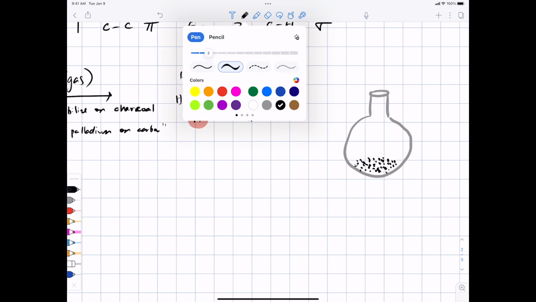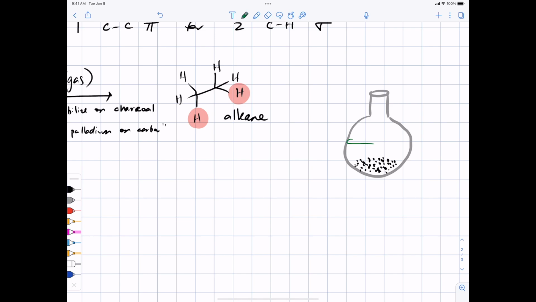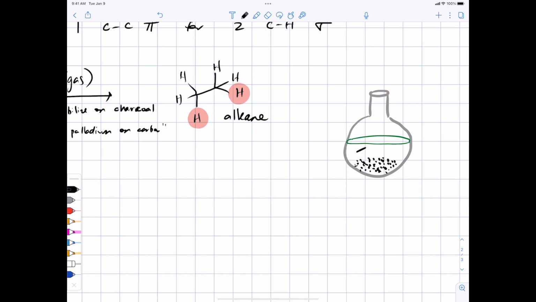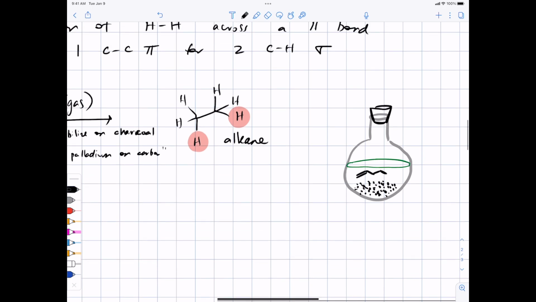You cover it with some organic solvent, whatever that is. We'll make it green even though it's not. You put your molecule that you want to reduce in there. So some molecule with a double bond. You put a stopper on the flask. Now, how are you going to get the hydrogen in? It's actually not as bad as you think. You fill a normal, regular sort of latex balloon with hydrogen gas.